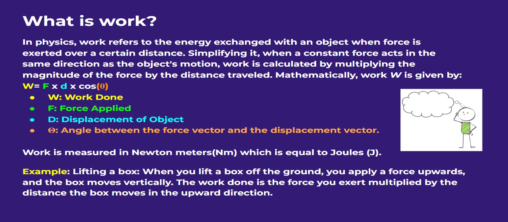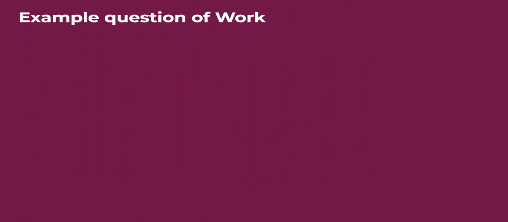An example we have is lifting a box. When you lift the box off the ground, you apply a force upwards, and the box moves vertically. The work done is the force you exert multiplied by the distance the box moves in the upward direction. Here we have an example question of work.